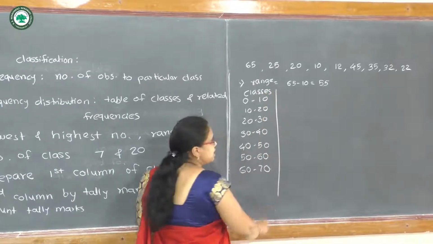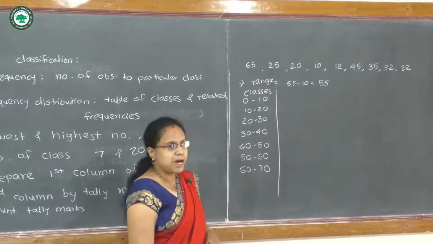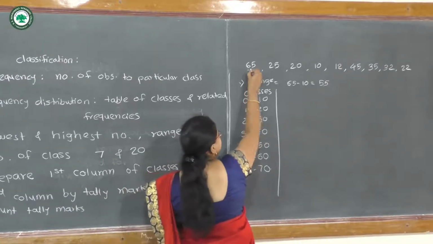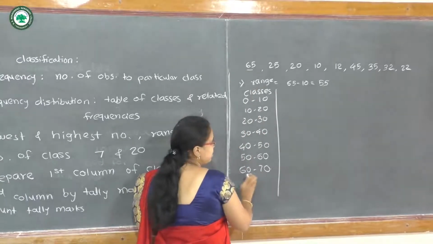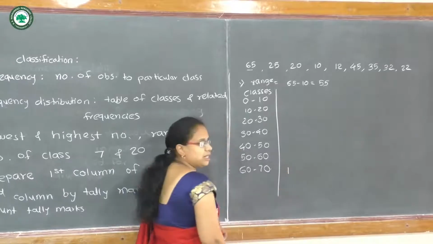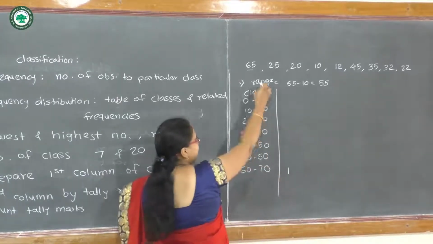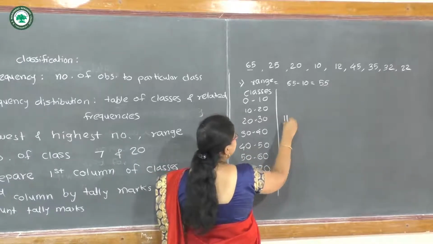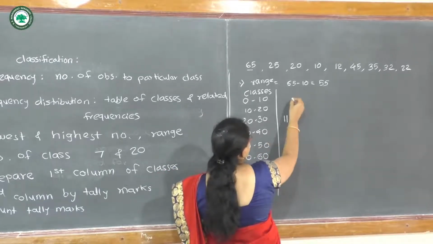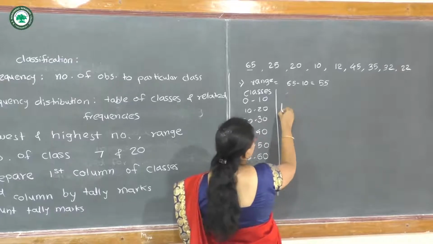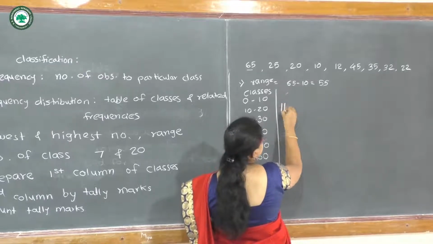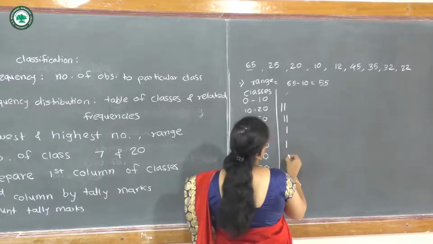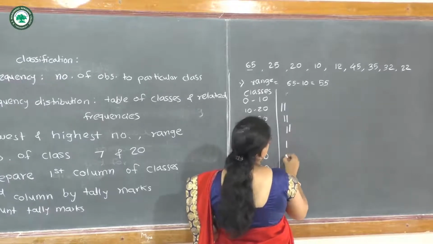Then in the next step we have to put the tally marks by observing each observation in the data. So the first observation is 65, so it will belong to this class, so I will make a tally mark here. Then next is 25, which belongs here, then 20, which belongs here, then 10, which will belong here, 12, 45, 35, 32, 22.